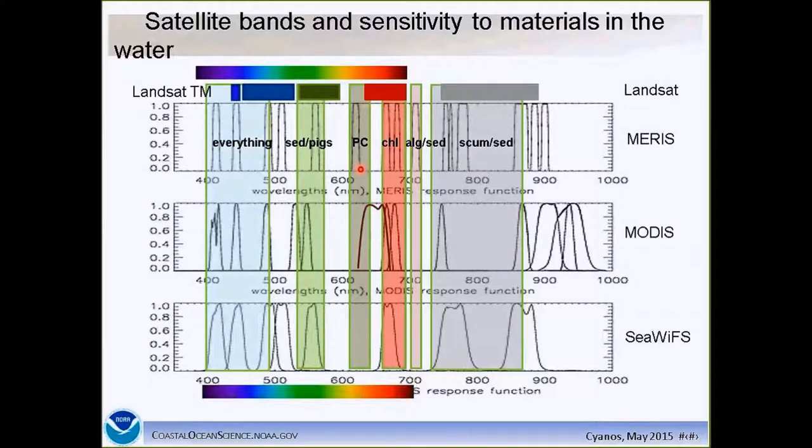If we want to look for the blooms, we need the phycocyanin. So it really helps to have information there. Well, if we look at the different sensors, Landsat has one broad red band that covers all of this stuff. MODIS has a broad red band, CWIS. MARIS has a band right on the 620 nanometers. It was specifically put there to try to pick up phycocyanin. That's actually why it was put on that band.